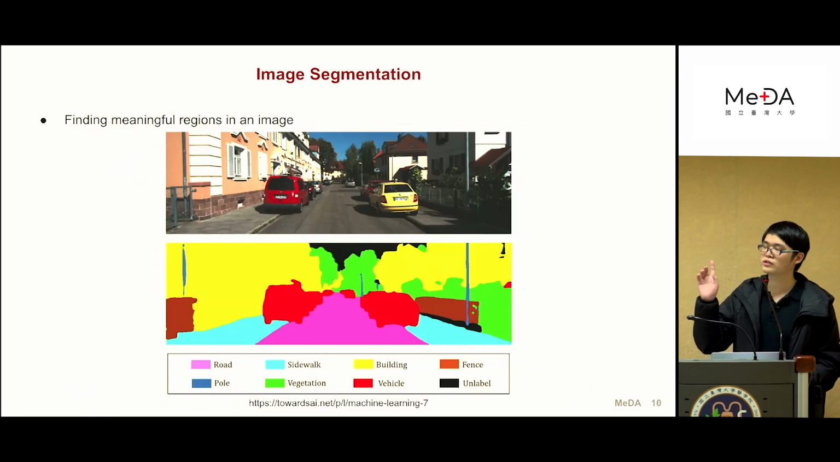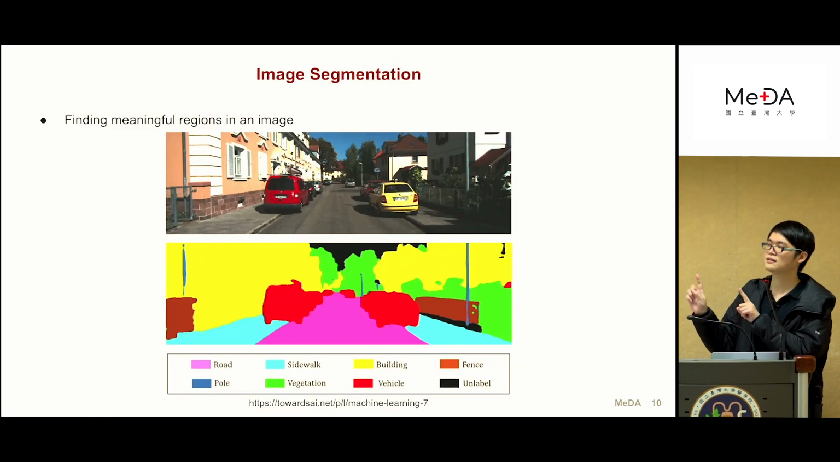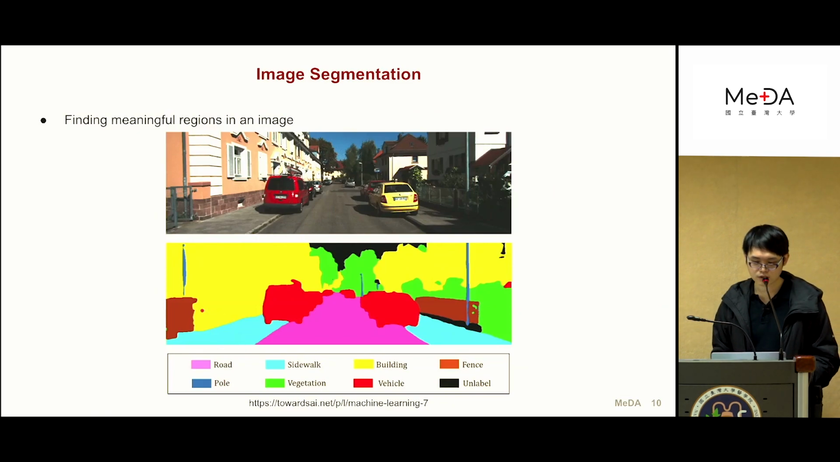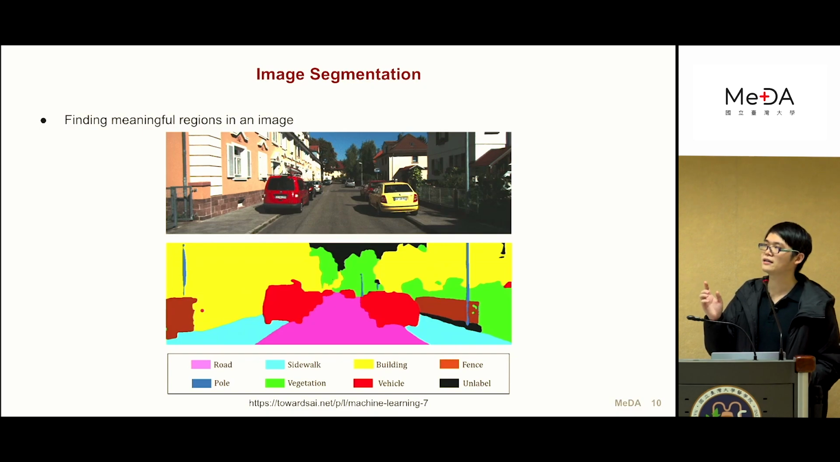Next, we will talk about medical image segmentation. So what does segmentation mean here? Segmentation means we want to find meaningful parts in the image. For example, in the top image, we see a photo, and we want to point out that here is a car, here is a road, here is a building, and here is a sidewalk. So the segmentation would look like the image below.